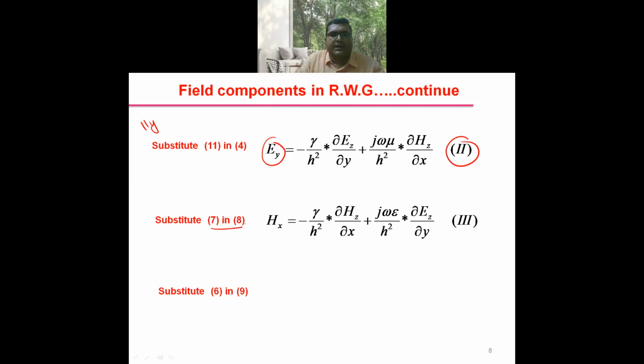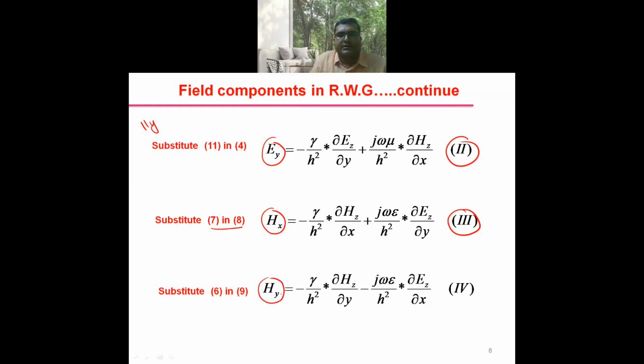Substitute 7 in 8. Magnetic field component along x-axis is given in equation number 3. The last field component is Hy, the magnetic field component along y direction. It is given in equation 4. Equations 1, 2, 3 and 4 are regarded as field components in rectangular waveguide.